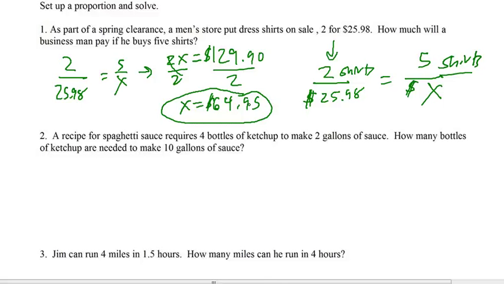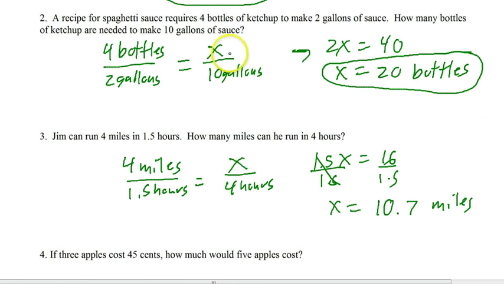So try numbers 2 and 3, and then we'll go over them together. So hit pause and give them a shot. Okay, so our first ratio, it says that to make a recipe, it's 4 bottles to make 2 gallons. That's our ratio. 4 bottles, 2 gallons. So that means on top is bottles, bottom is gallons. So it says how many bottles, that's our x, are needed to make 10 gallons. And then we cross multiply and solve and it gives us 20 bottles. Same thing here. It's 4 miles for 1.5 hours. So over here it has to be miles to hours as well. We're given 4 hours. So if we cross multiply, it'll tell us how many miles.